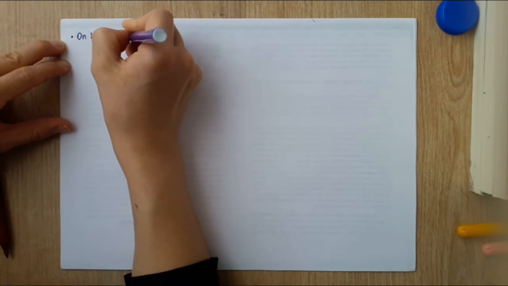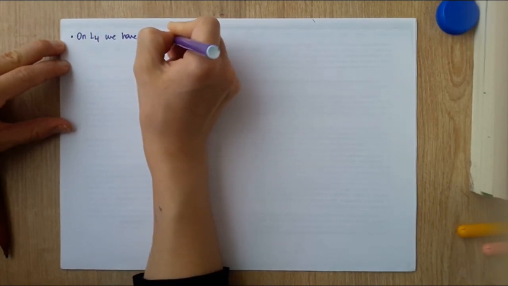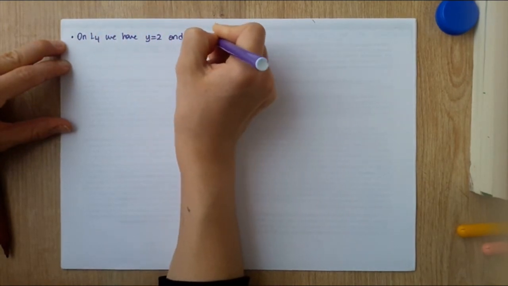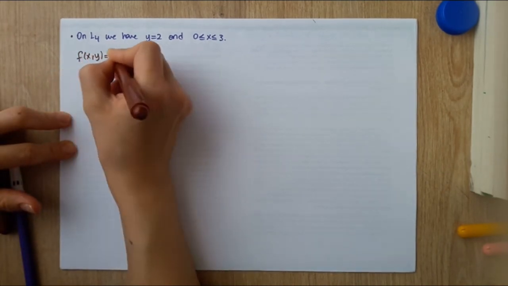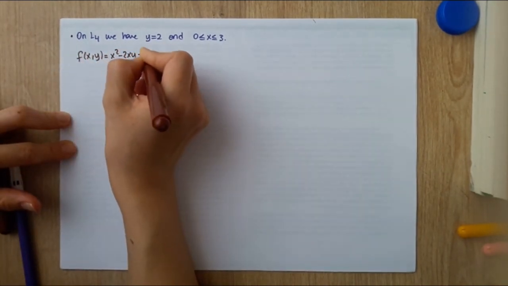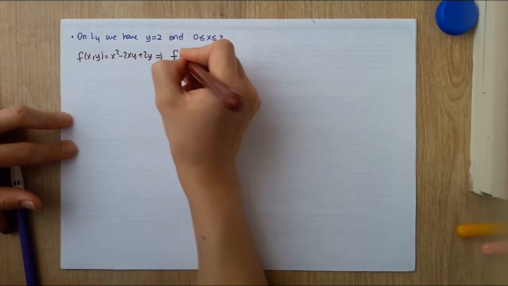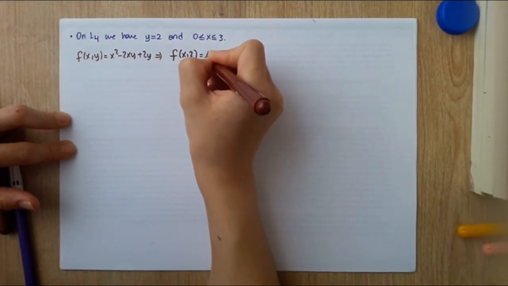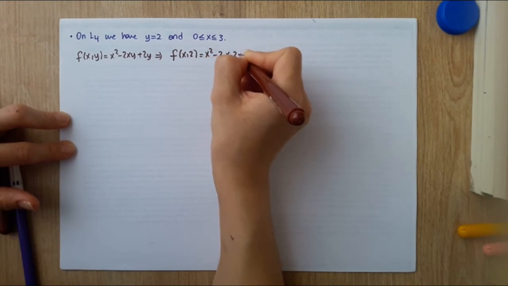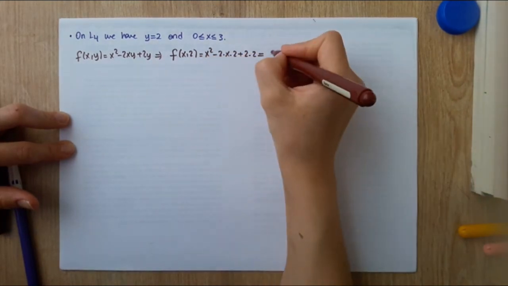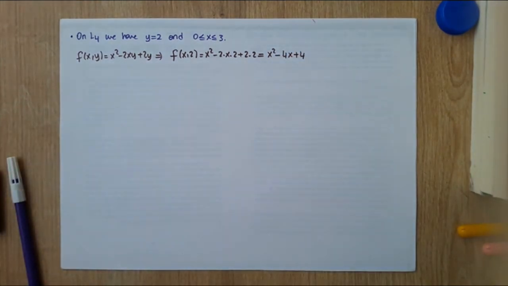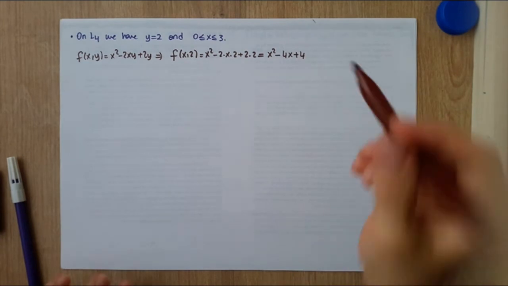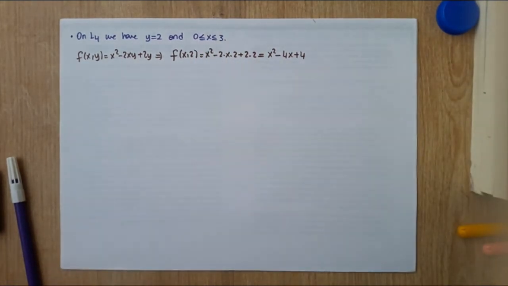On L4 we have y is 2 and x is between 0 and 3. Okay, so our function will be f of x, 2, which is x squared minus 2x times 2 plus 2 times 2, which means I have x squared minus 4x plus 4. Okay, and we are on this interval, right?